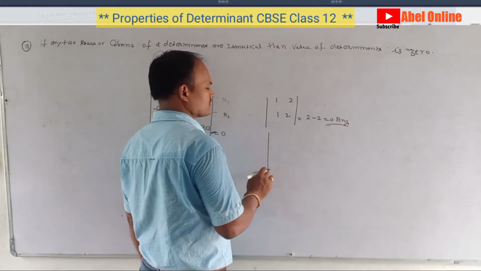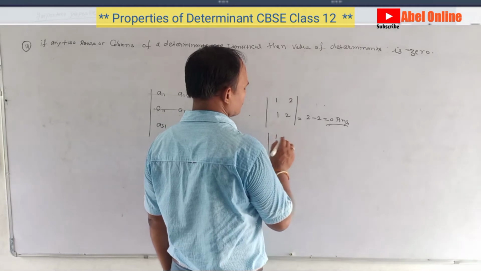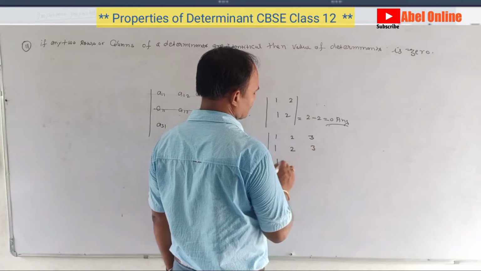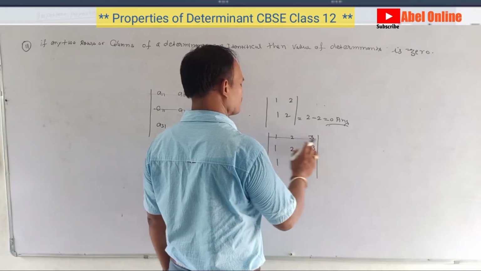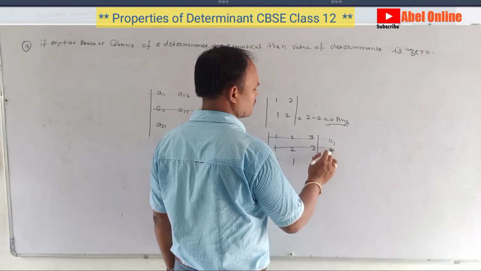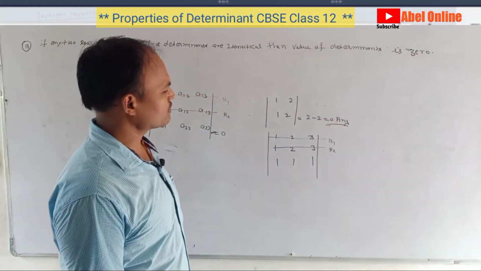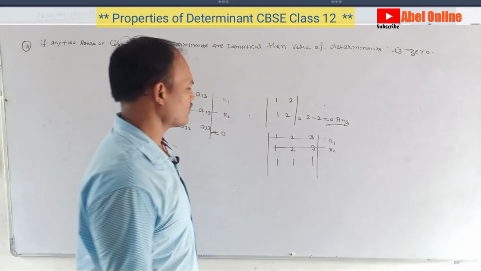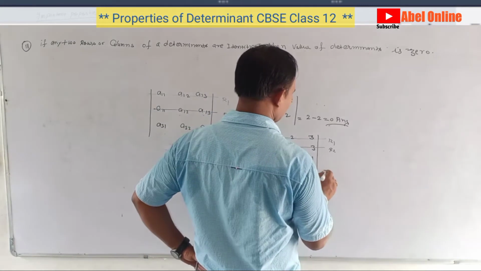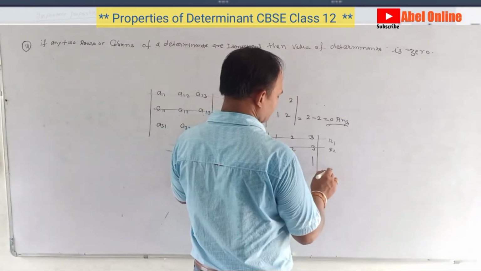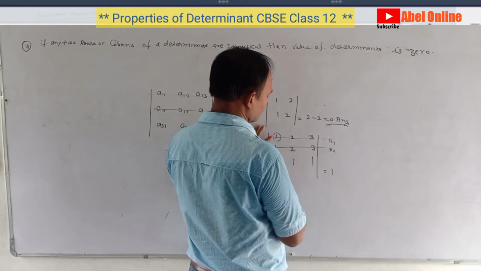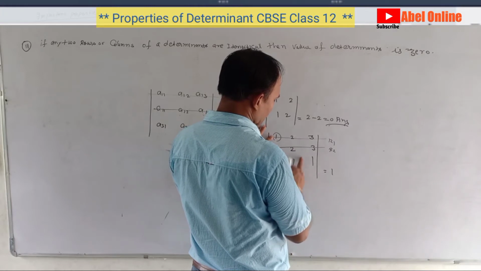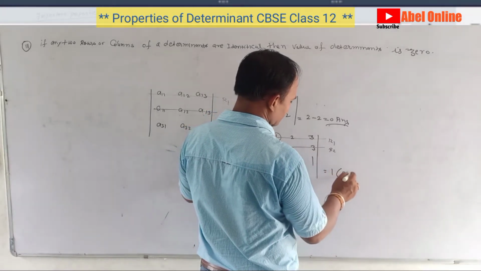Now we are taking some more questions, that is 1, 2, 3, 1, 2, 3, 1, 1, 1. Here the first row R1 and R2 are both identical, because both are 1, 2, 3, 1, 2, 3. Now we are going to solve and check whether the answer is 0 or not. We are going to solve by the first row. So it is 1 times 2 minus 3, 2 minus 3.